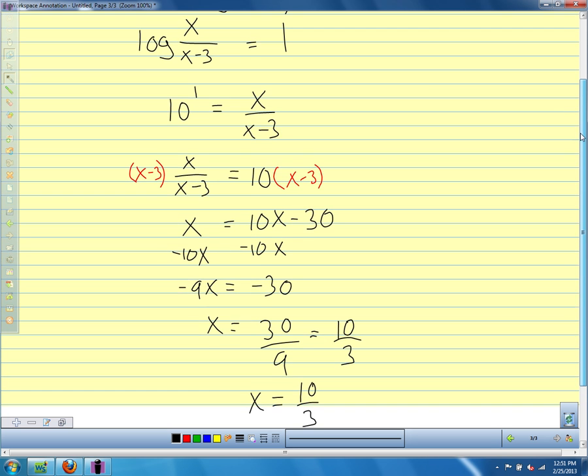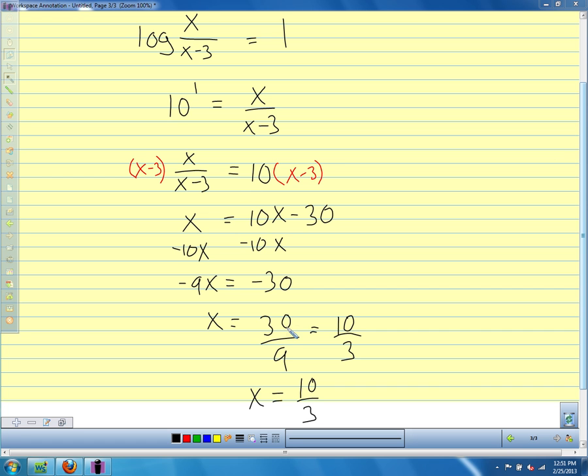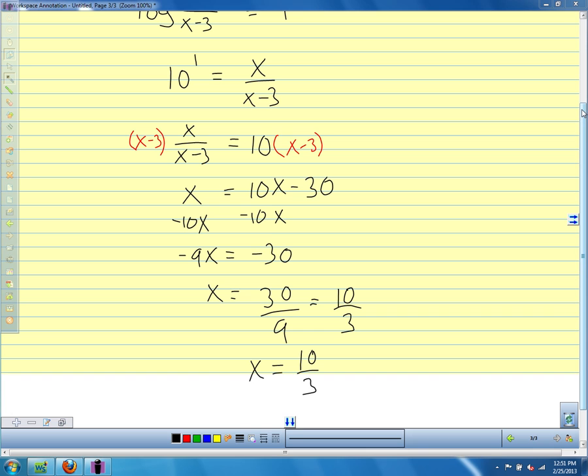So we used our rules for logarithms, and then we proceeded with our regular procedure for solving logarithmic equations. Questions on that example?